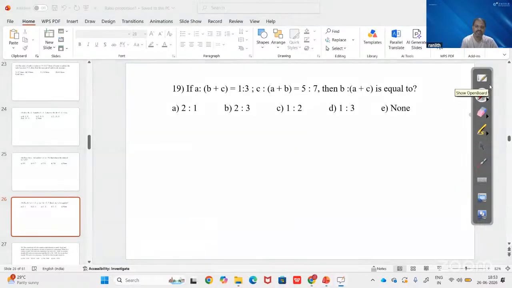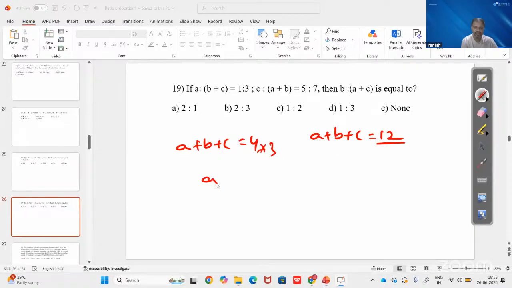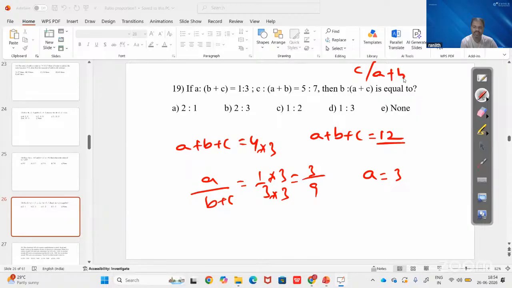ఇక్కడ అబ్జర్వ్ చేస్తే A plus B plus C equal to 4, A plus B plus C equal to 12. సో మనకి ఇక్కడ 12 రావాలి, ఇక్కడ కూడా 12 రావాలి అంటే మల్టిప్లికేషన్ ఆఫ్ 3. సో A by B plus C 1/3. మల్టిప్లికేషన్ ఆఫ్ 3 అంటే ఇంటూ 3, న్యూమరేటర్ ఈస్ ఇంటూ 3, డినామినేటర్ లో కూడా ఇంటూ 3, 3/9, వేర్ A ఈక్వల్ టు 3. సో ఇక్కడ మనం అబ్జర్వ్ చేస్తే C by A plus B equal to 5/7, అంటే C equal to 5.